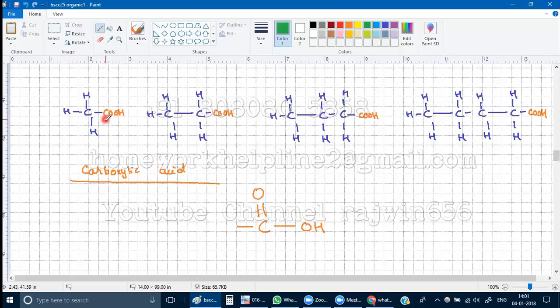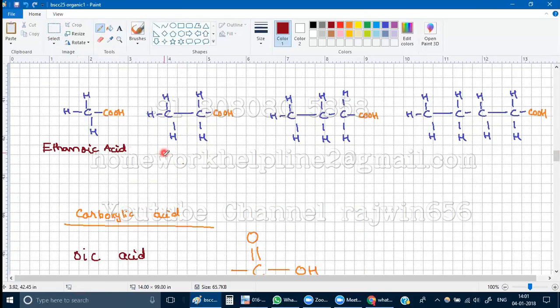Here 2 carbon atoms are there. So this is going to be named as ethanoic acid because it is carboxylic acid. Okay, so its end name is going to be oic acid. So this is ethane, and it's ending with oic acid. Here 3 carbon atoms are there, so the name of this compound is going to be propanoic acid. Here there are 4 carbon atoms. This is going to be butanoic acid. Here there are 5 carbon atoms. This is going to be pentanoic acid.